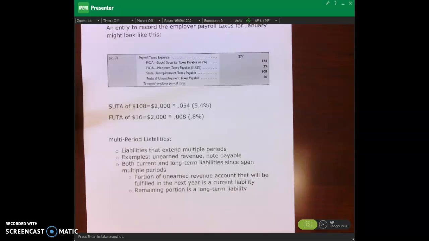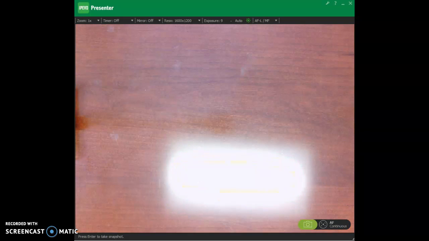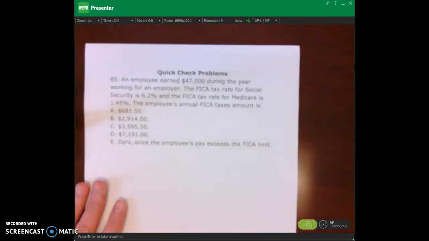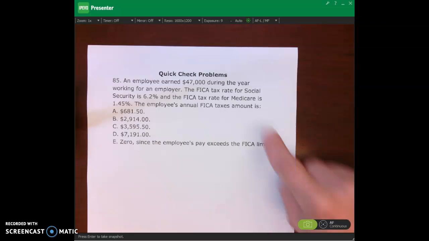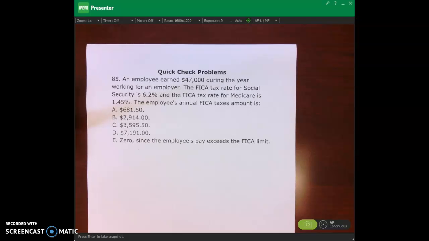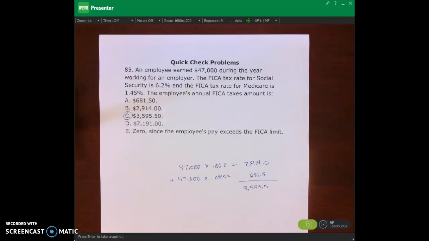Okay? All right, so what we have now is on page 267 and 268 through page 270, we have some additional practice problems. So I want you to pause the lecture video and do the practice, the quick check problems here on pages 267 through 270, and then we'll come back and check it. Okay? Thanks. All right, so let's take a look.